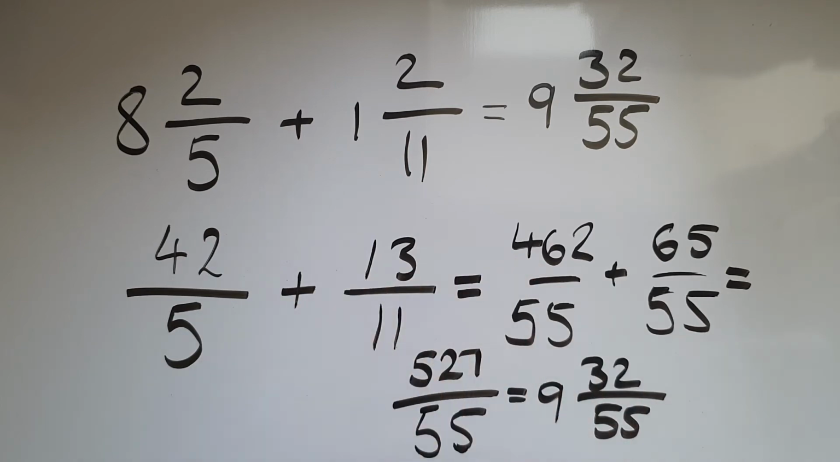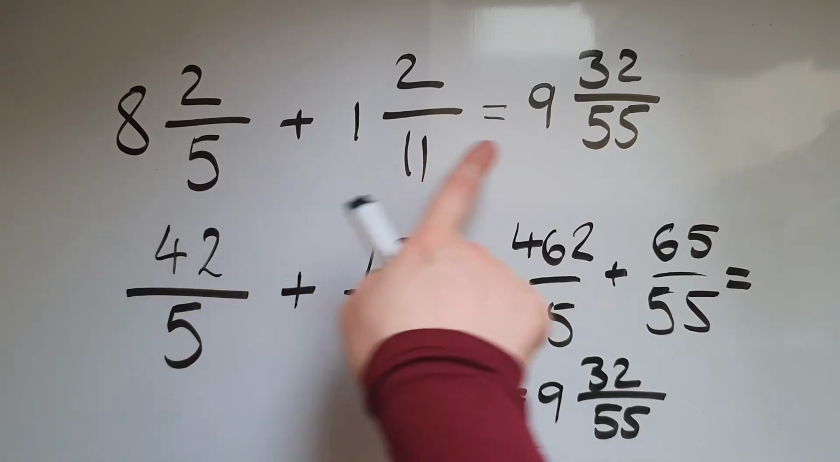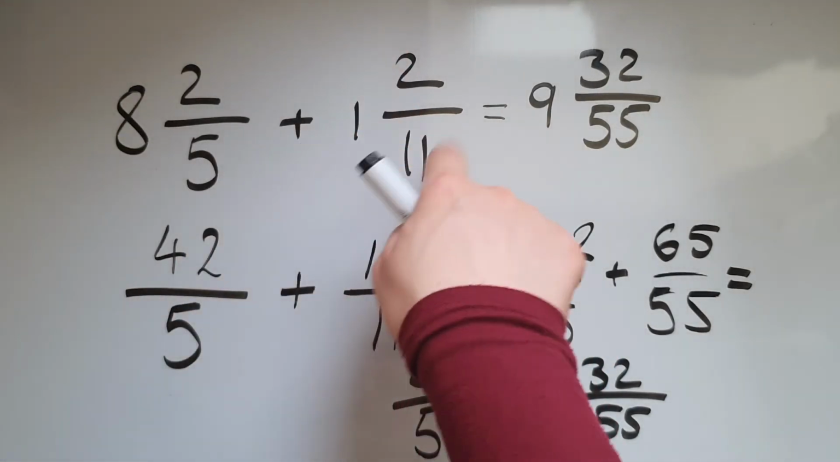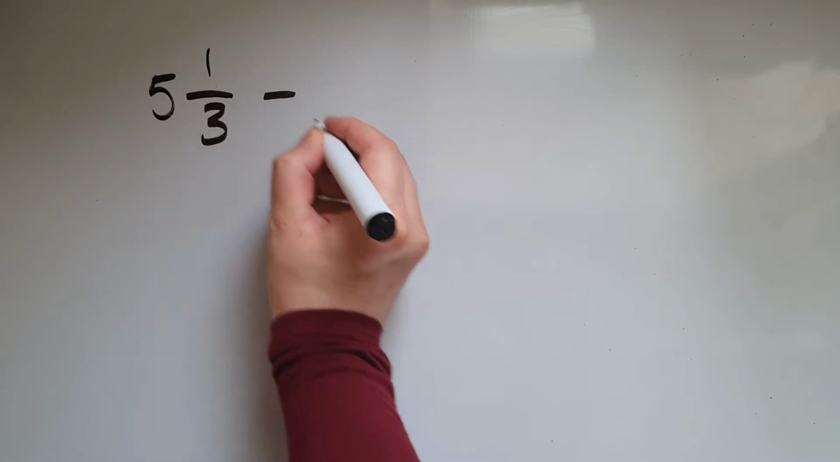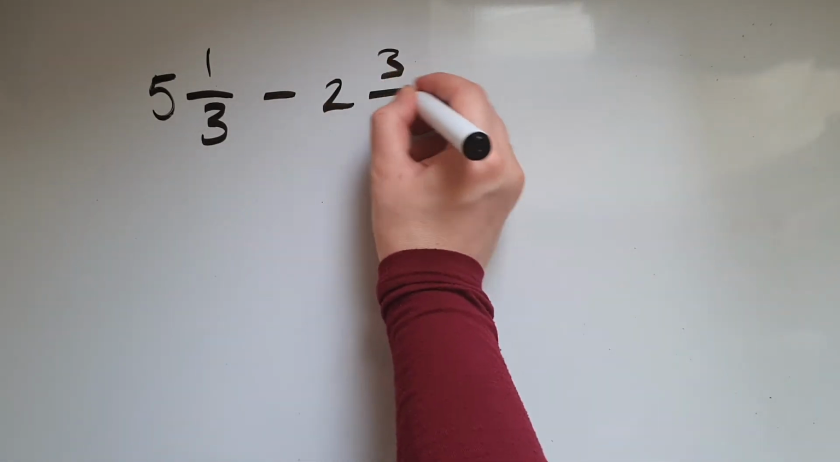However, you can see that this is a more long-winded method, especially if you're working with larger numbers. So when it comes to adding mixed numbers, I always suggest that you use the previous method of adding the whole numbers first and then just working with the fractions. Subtraction works in pretty much the same way. So if we have 5 1/3, take away 2 3/4.